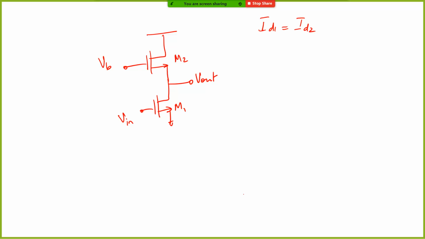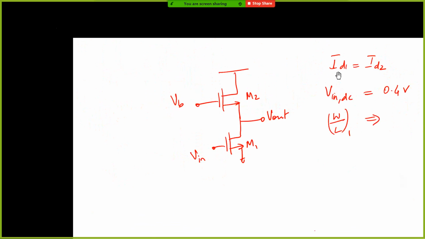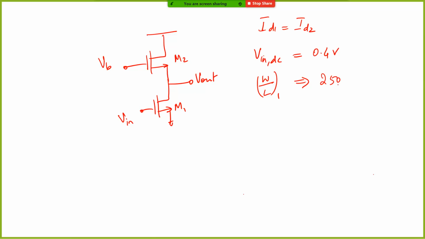Now the way it works is this. Let me just throw in some numbers so that we have a better understanding. Let's say for the M1 transistor, Vin DC is 0.4 volt, and you have a certain W by L ratio which supports, let's say, 250 microamp of current. That is, you're looking at this plot.